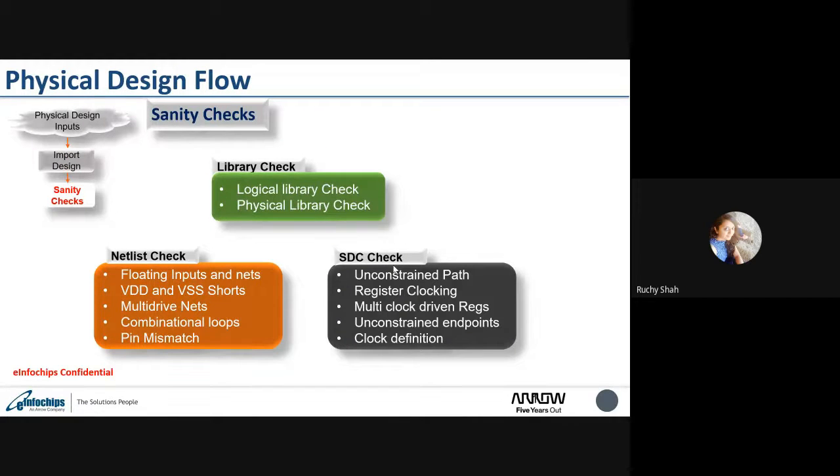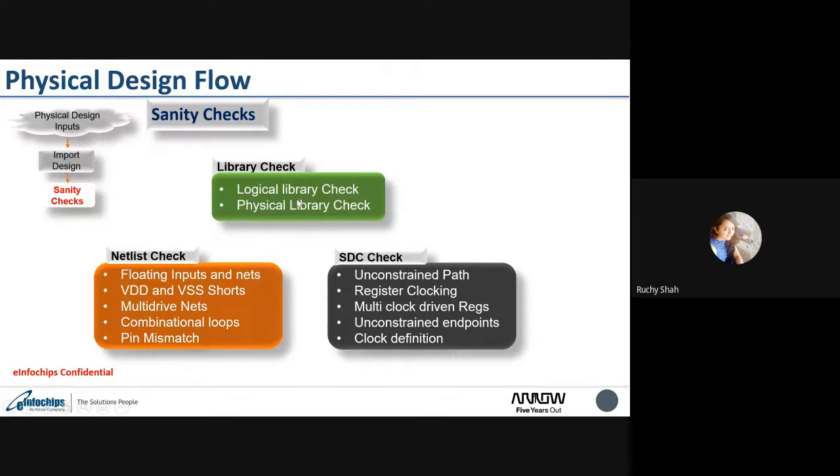Coming to sanity checks, the next step, once we import the design, is the sanity checks. This check is just to verify whether whatever input we are going to use is correct and consistent or not. So basically we do three types of sanity checks. One is library, second is netlist, and third is SDC checks. So in the library check, we just make sure whatever standard cell is being used in our gate level netlist is present in the logical and physical library. It must be present there.